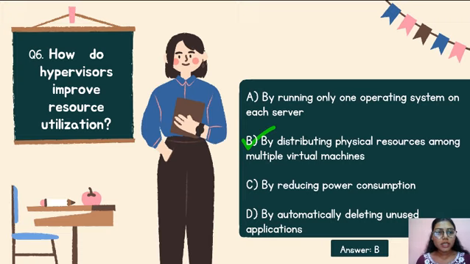The sixth question is: how do hypervisors improve resource utilization? The first option is by running only one operating system on each server. The second option is by distributing physical resources among multiple virtual machines. The third option is by reducing power consumption. And the fourth option is by automatically deleting unused applications. So the correct option is B.